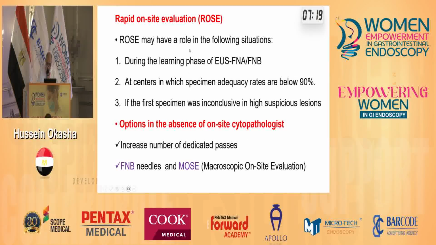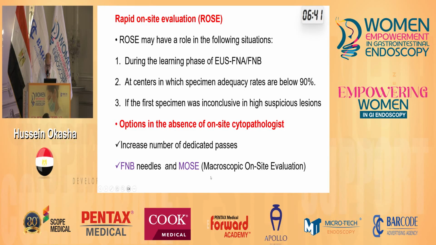But ROSE has a role in the following situations: during the learning phase of endoscopic ultrasound FNA, FNB, at centers in which specimen adequacy rates are below 90%, it should be 95 or more, or if the first specimen was inconclusive in a highly suspicious lesion, then for the second biopsy you should provide ROSE. What are the options in the absence of on-site cytopathology? We should increase the number of dedicated passes, and now very recently we should depend on using FNB with MOSE.